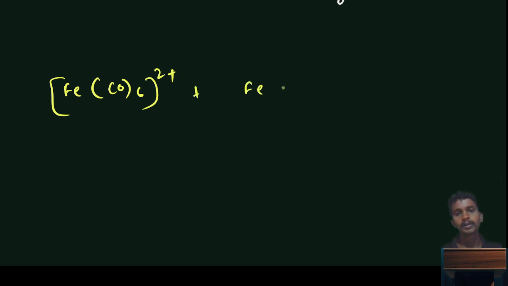Let's say we have the example where the bipyridyl group is there, or let's say any pi acceptor ligands are there. Okay, 2 plus, and another is Ru(bpy)3 3 plus.